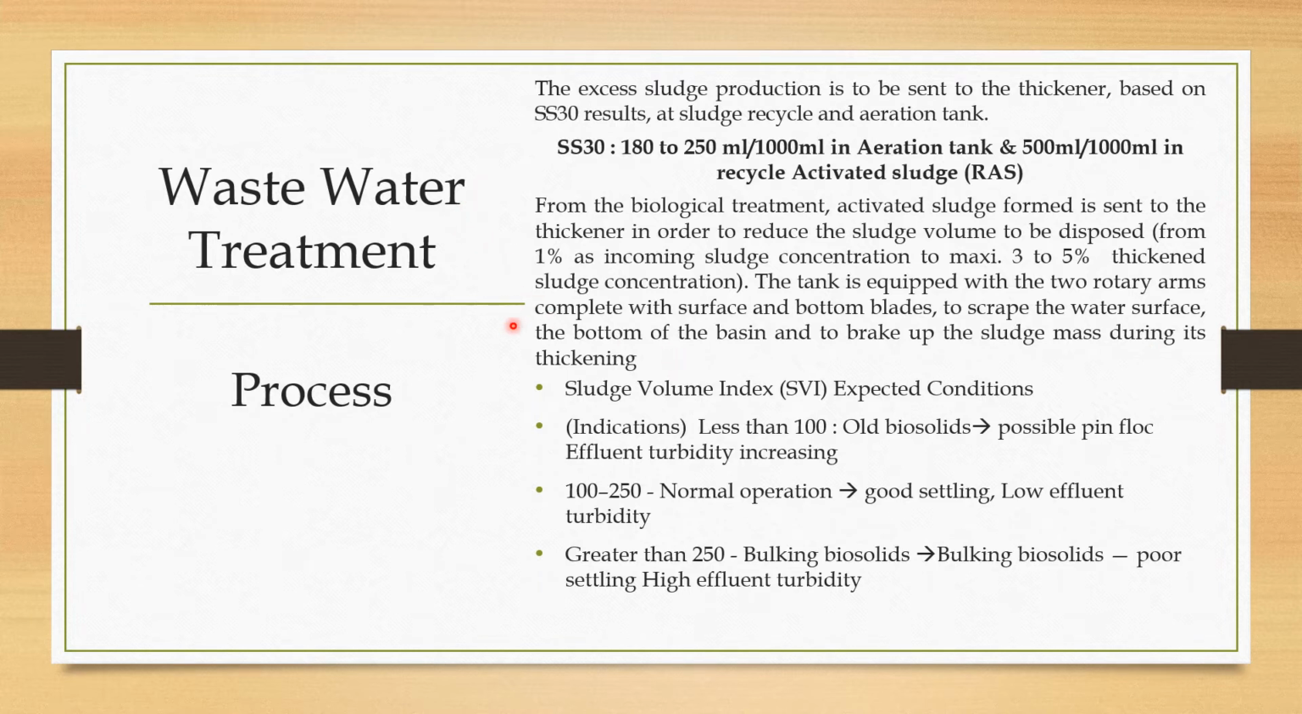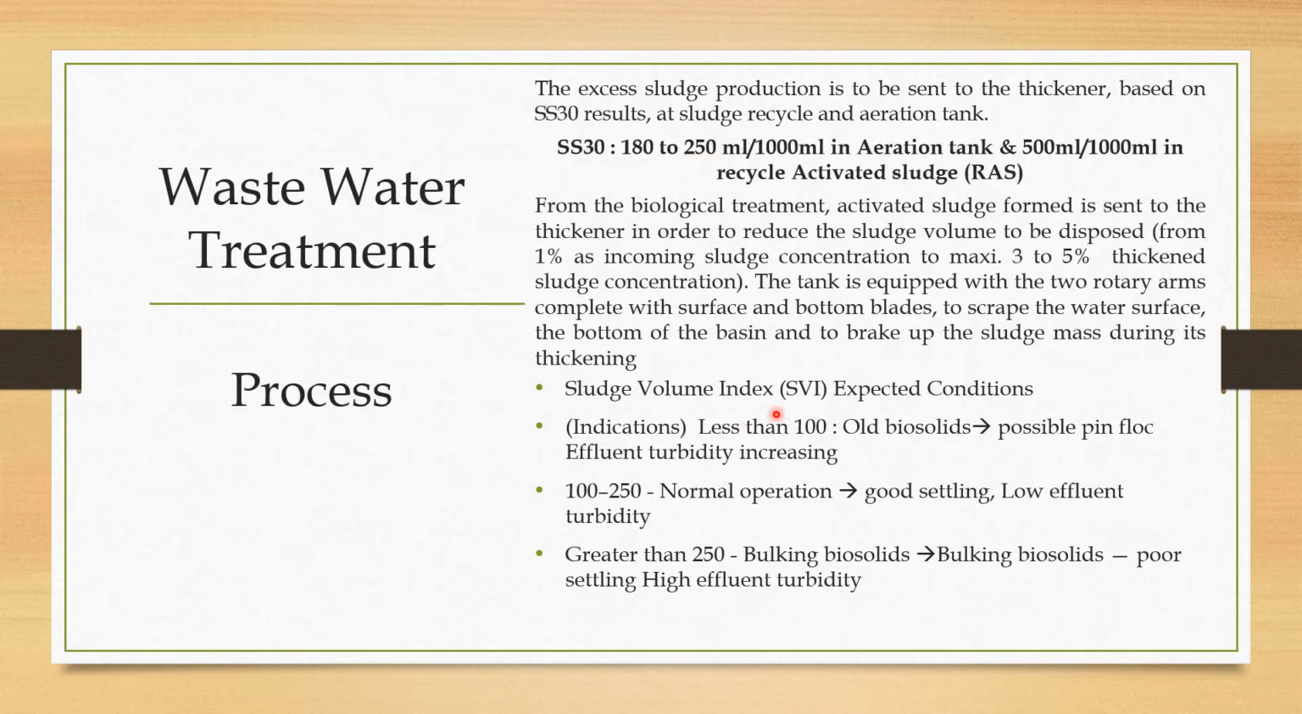In the activated sludge formed in the aeration tank, the SS30 is maintained around 180 to 250 by means of nutrient addition, biomass growth and RAS volume. The SS30 maintained around 180 to 250 means that the wastewater treatment is effective.